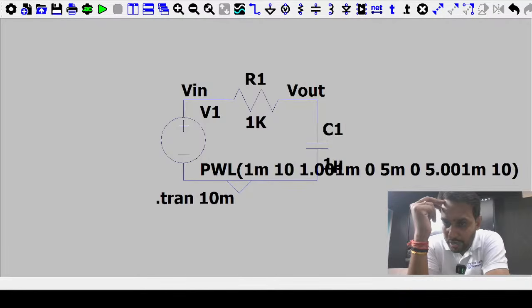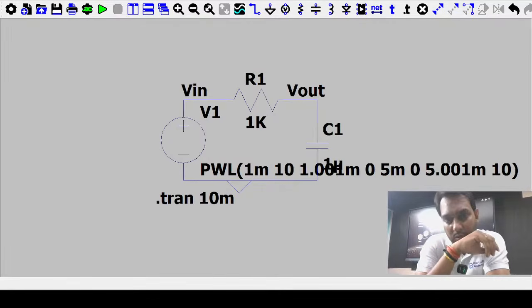How to know the complete time for full charging or discharging? As per your equation, 10 times (1 minus e power minus t by tau), as time increases, the exponential value decreases. e power minus 1 is small, e power minus 2, e power minus 3, e power minus 4, e power minus 5 is very small. If you reach e power minus 5, it is nearly 0. So that's why nearly 5 tau will be the full charging time.